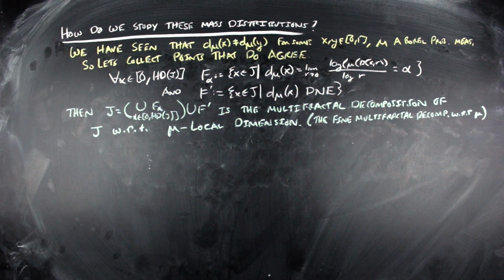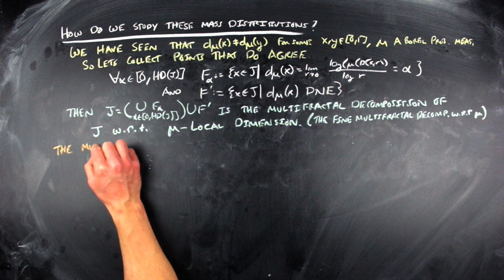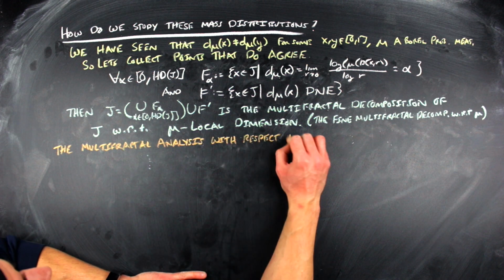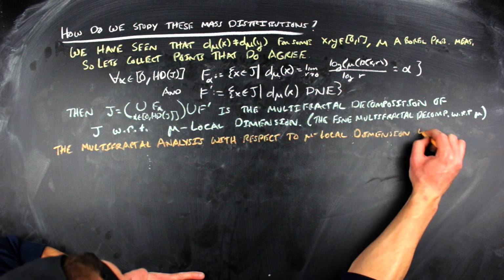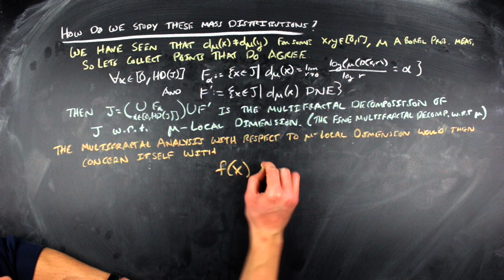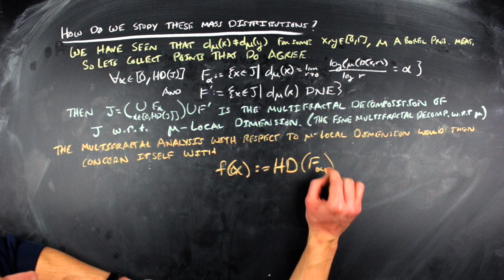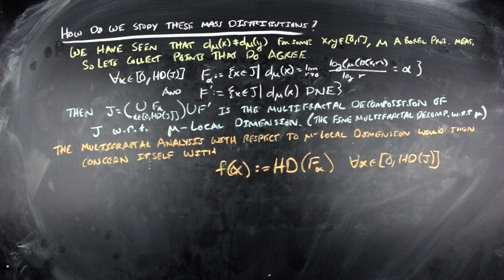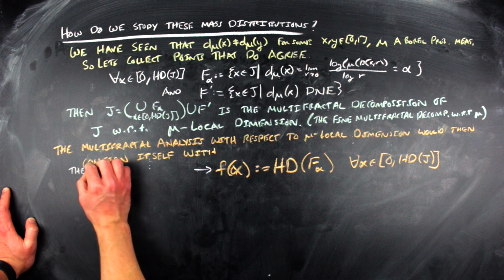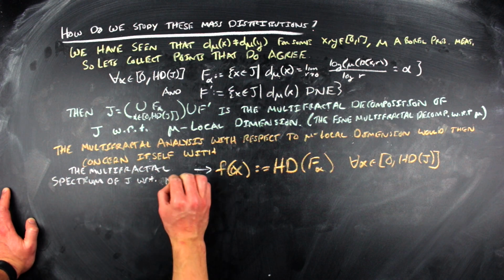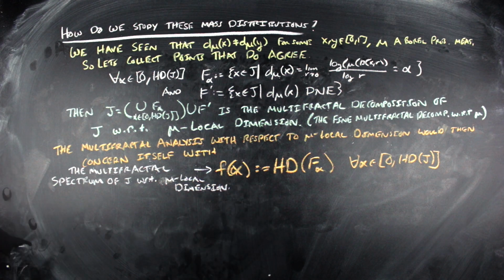And so what we do when we do multifractal analysis is that we study this function, which I guess we'll call f of alpha, which is defined to be the Hausdorff dimension of the F sub alpha piece, or I might have written J sub alpha piece, of the multifractal decomposition. We want to know how that function works as your alpha parameter varies continuously. And this function is called the multifractal spectrum of the limit set J with respect to the parameter. So with respect to the mu local dimension.